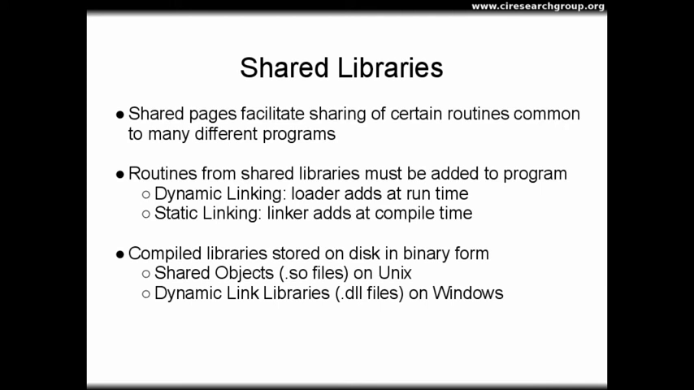On disk, precompiled shared libraries are stored in binary form as shared objects or .so files on Unix. These libraries are called dynamic link libraries or DLLs on Windows. Runtime dynamic linking of these shared libraries relies on read-only shared pages that can be used by multiple programs at the same time.